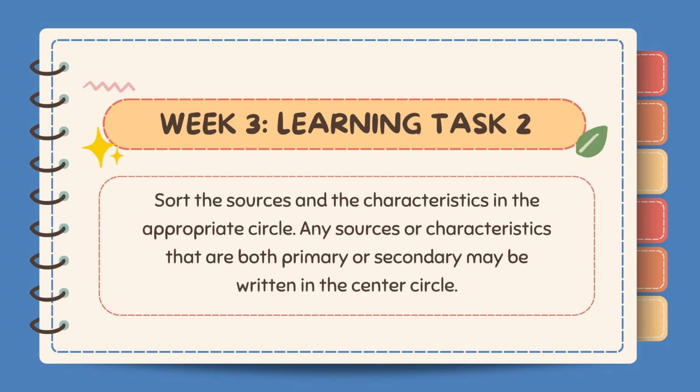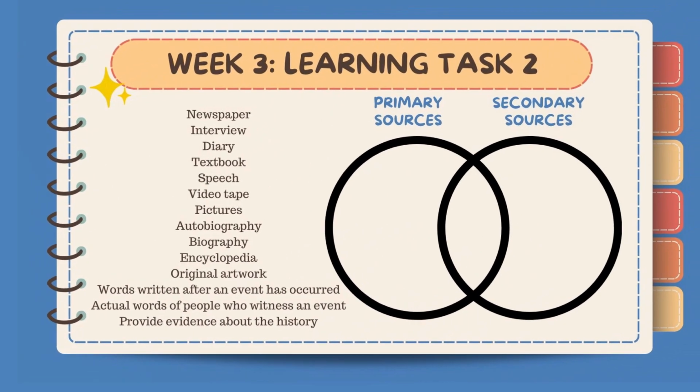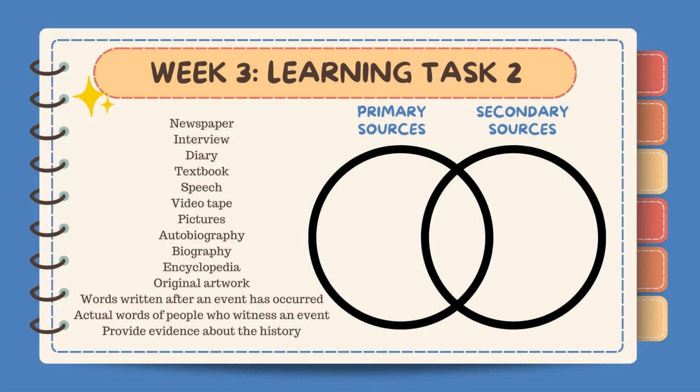For your second task, you are going to sort the sources and the characteristics in the appropriate circle. Any sources or characteristics that are both primary or secondary may be written in the center circle. We have here newspaper, interview, diary, textbook, speech, videotape, pictures, autobiography, biography, encyclopedia, original artwork, words written after an event has occurred, actual words of people who witnessed an event and provide evidence about the history. Sort the sources and the characteristics in the appropriate circle.